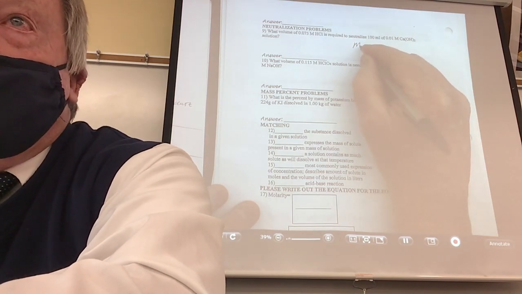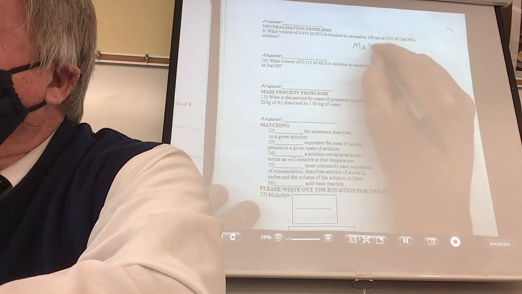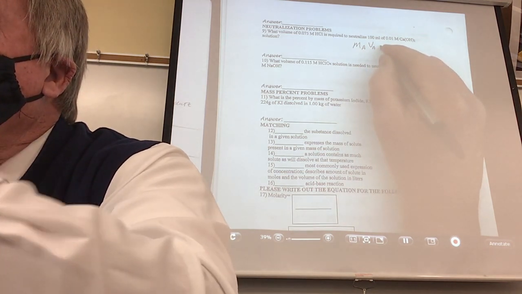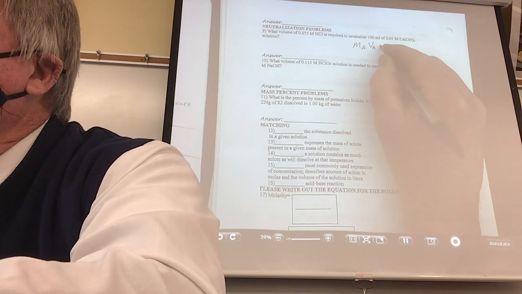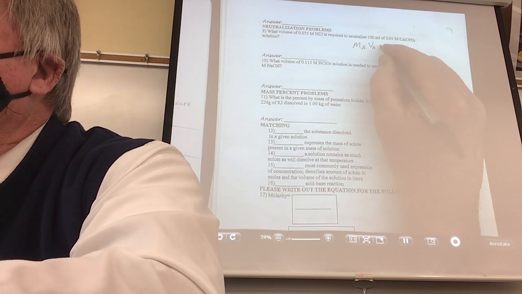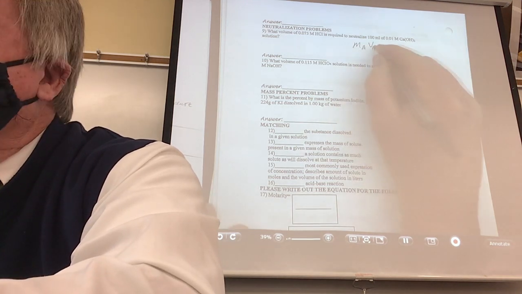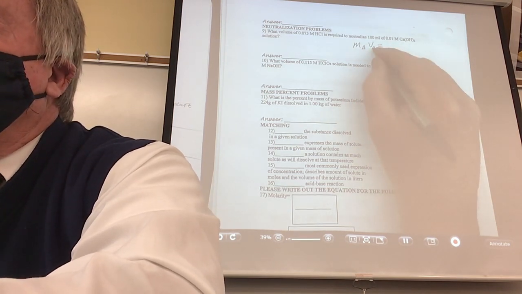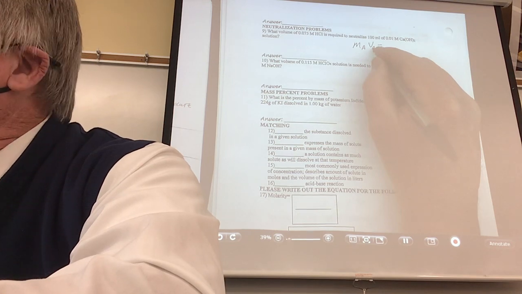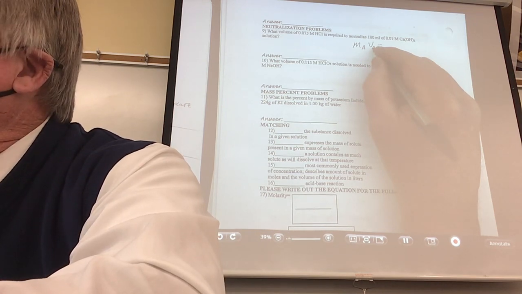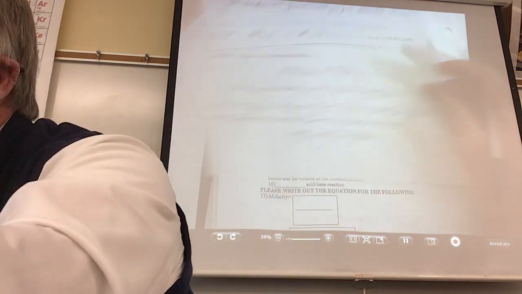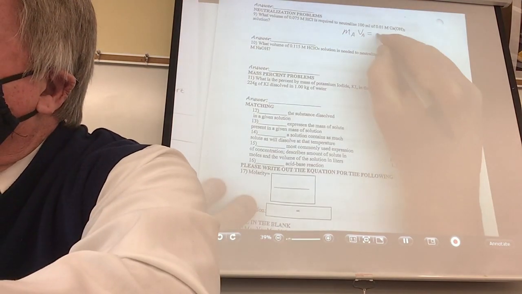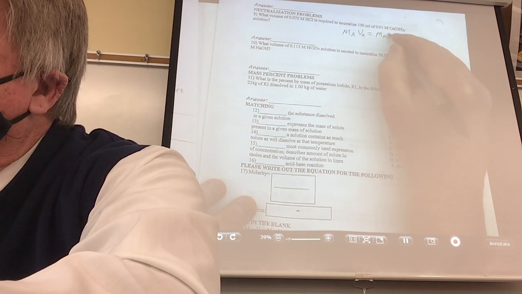The molarity of the acid times the volume of the acid. Remember, that's moles. Isn't that moles? Moles of what, though? Don't forget this. What does this equal? Moles of what? What specific ion? Hydrogen, isn't it? Times the molarity of the base times the volume of the base.